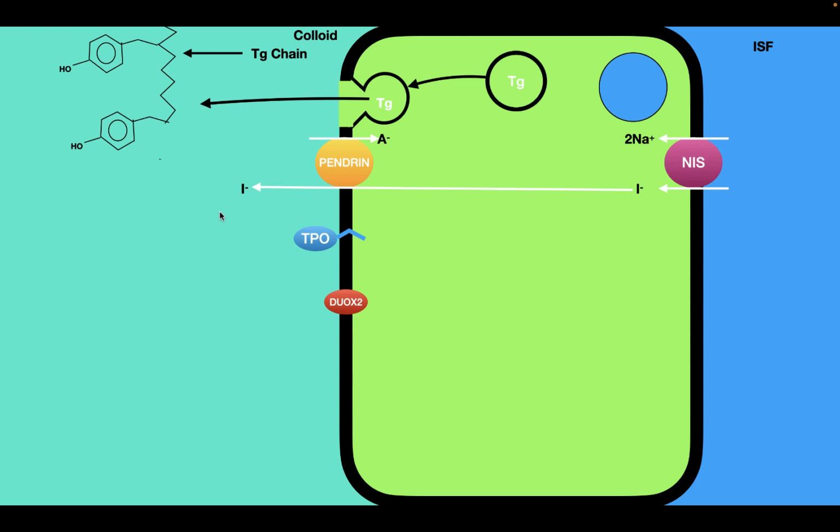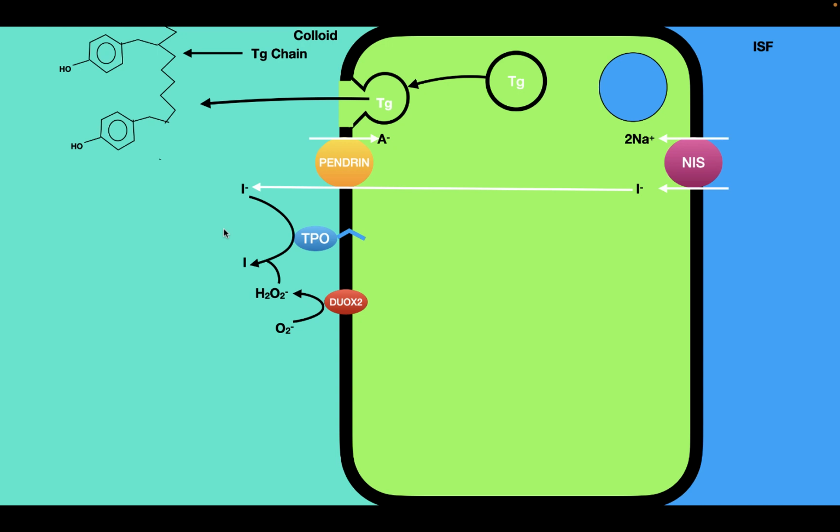And the way that this is done is through a two-step process. The first step is that DUOX2 catalyzes the conversion of peroxide into hydrogen peroxide. The hydrogen peroxide is then used by TPO to oxidize iodide into iodine. So iodine can then be used in order to iodinate the specific residues on the thyroglobulin chain.